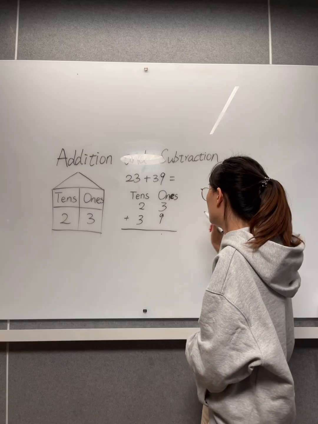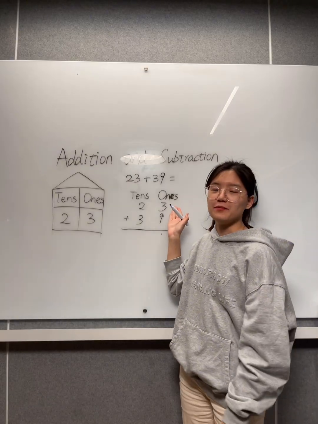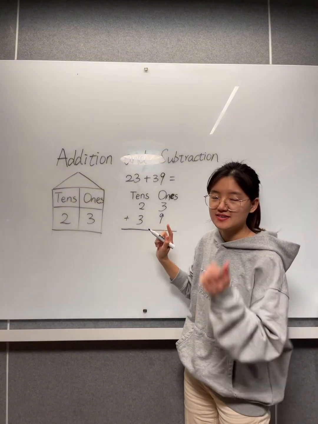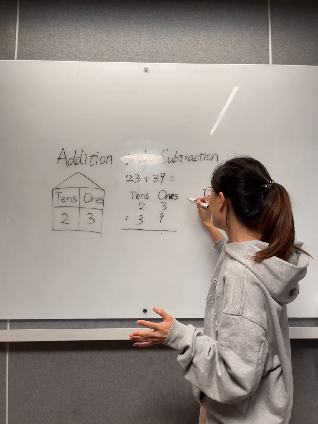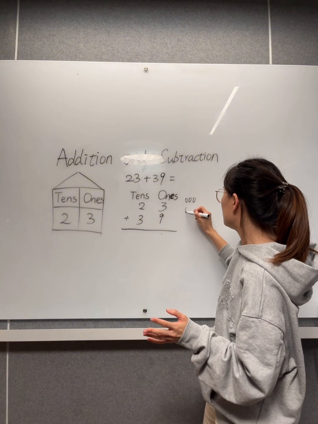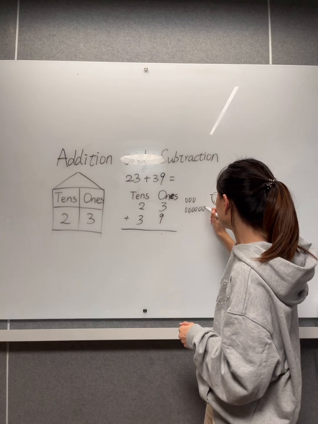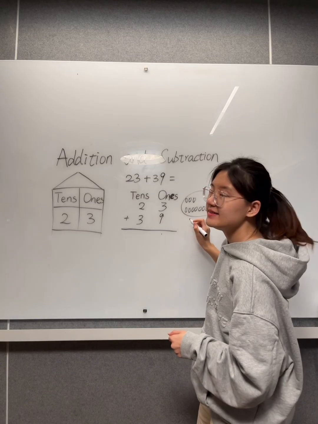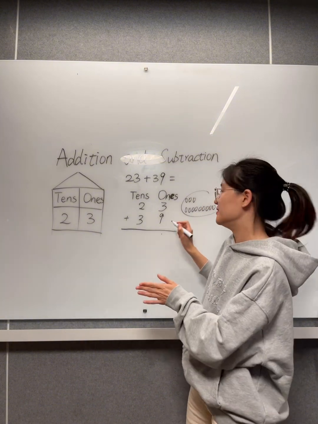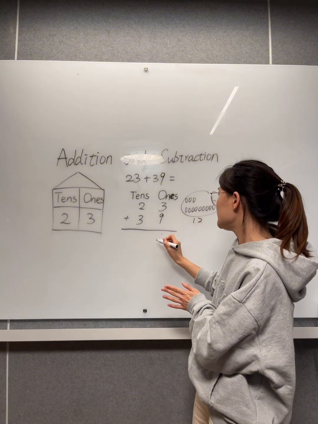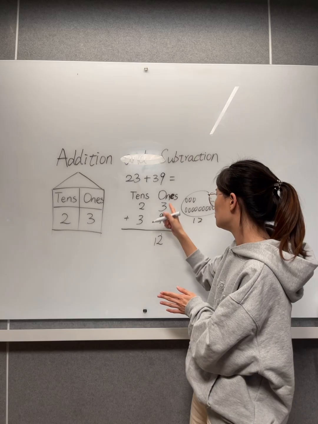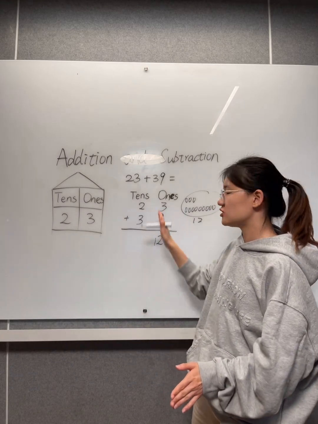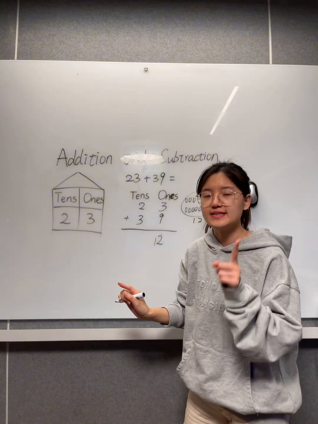So everyone, now we're starting from the ones column, right? In ones column, we have 3 ones and 9 ones. So basically, if you have 3 circles and 1, 2, 3, 4, 5, 6, 7, 8, 9 circles, you add all of them. Now we have 12 ones in total, right? 12. But can we write down 12 here in the ones column? We can't, everyone. In 1 digit place, we can only write 1 digit.